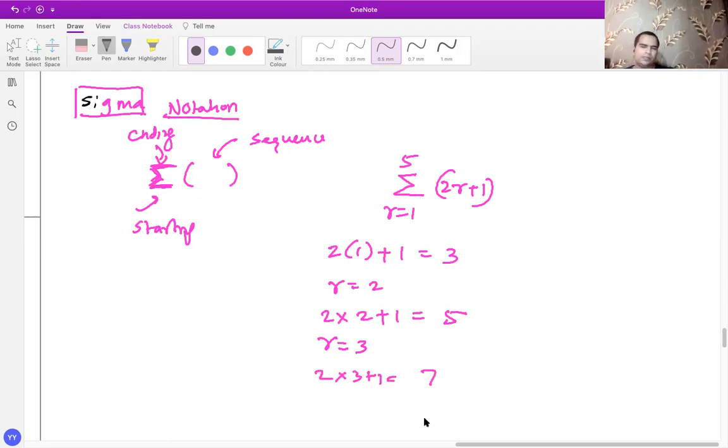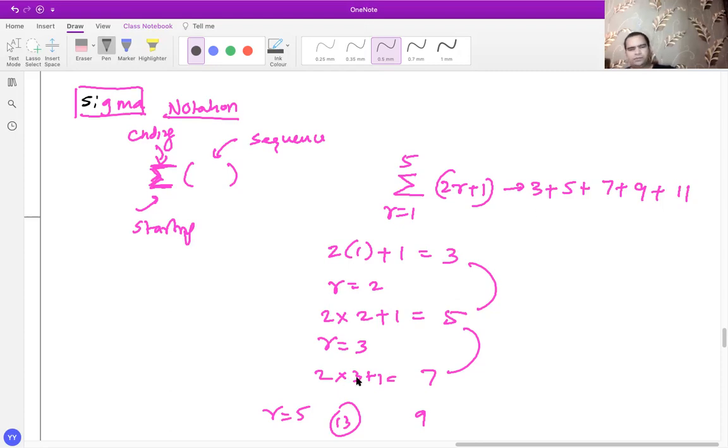And next, you can already see the pattern: 3, 5, 7, 9. When you take r as 5, it will be 5 times 2, which is 10, plus 1 is 11. So basically you have to add up 3 plus 5 plus 7 plus 9 plus 11, for r equals 1 to 5. You have to add up the sum of the first 5 terms, and you'll get a fixed number.